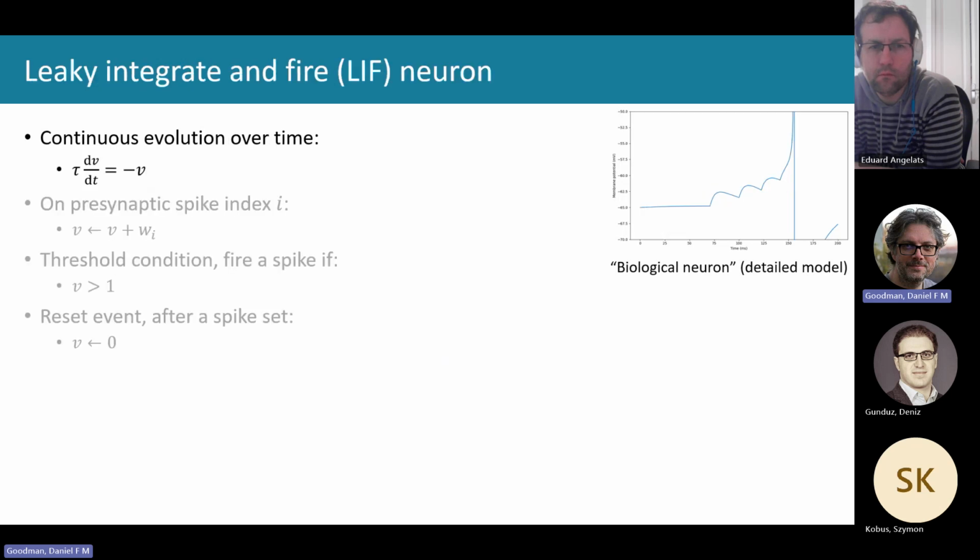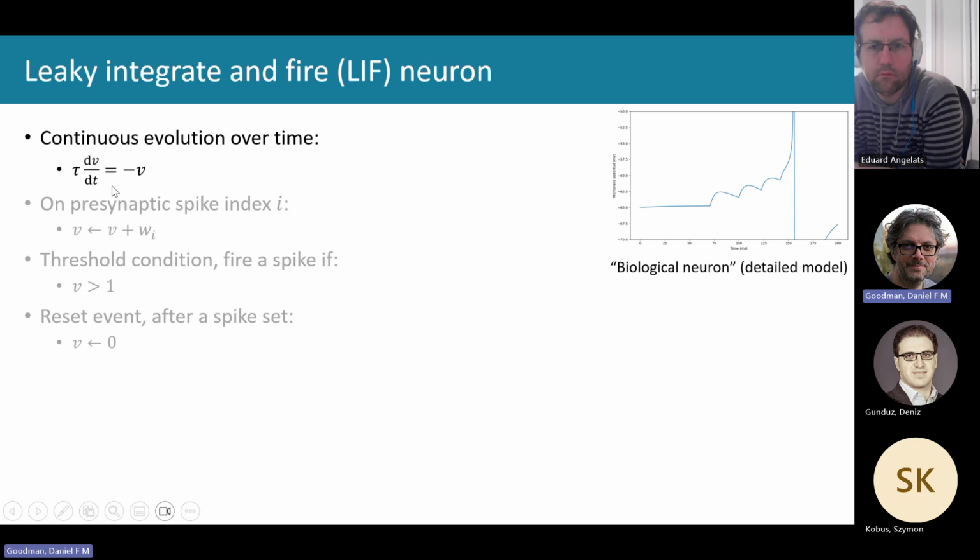Okay, so the next step up in complexity is that we noticed that actually there's a bit of decay after this initial fast increase. It seems to start decaying back to 0. Now, the way we model this is with this differential equation. So in the absence of a spike, the membrane potential will evolve over time according to this differential equation.